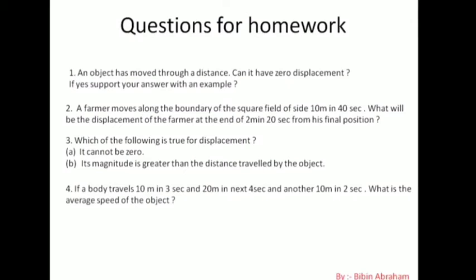Which of the following is true for displacement? It cannot be zero, or its magnitude is greater than the distance traveled by the object. You have to think about it, you will definitely be able to find it. If a body travels 10 meter in 3 seconds, 20 meter in 4 seconds, and another 10 meter in 2 seconds, what is the average speed of the object? These are very simple questions. You have to do it as your homework.